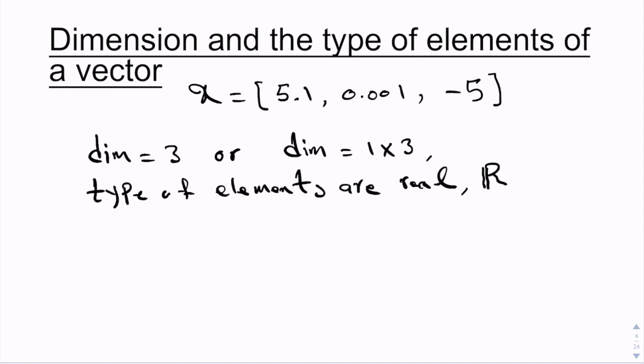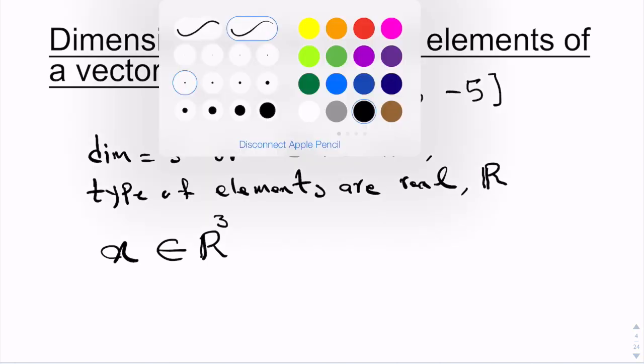As you see, this is a very long sentence with lots of words. In order to have a standard notation, we usually use this notation: we say x belongs to R, the real numbers, and then the number of elements, n, we put here, 3. That's how we use this notation to show a vector.